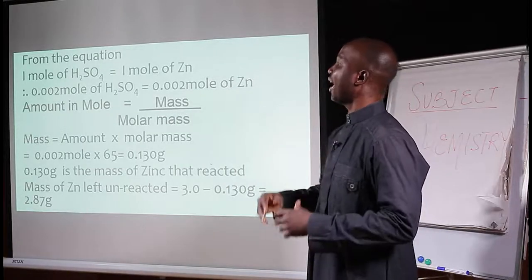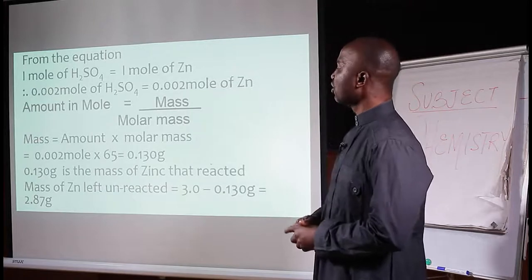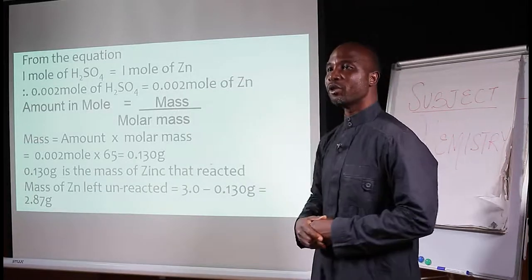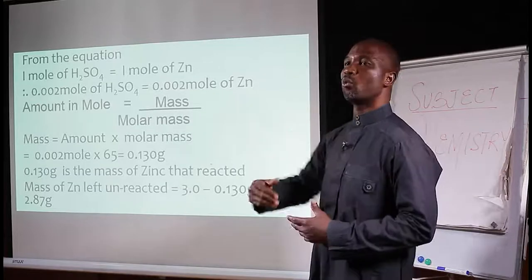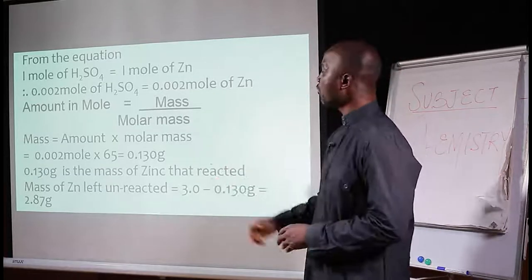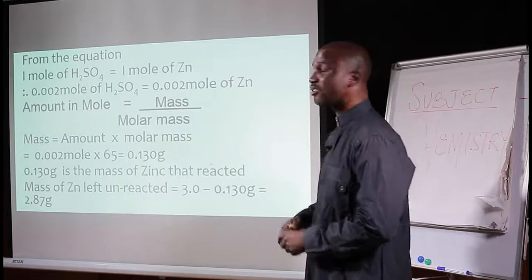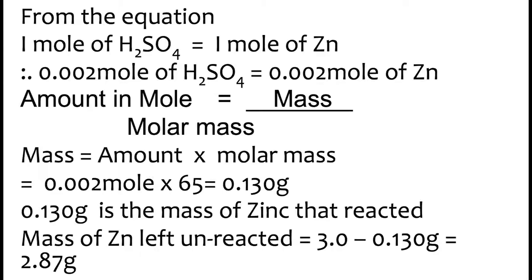Remember, it reacted with excess tetraoxosulfate 6 acid. So the question is, how much of the zinc was left unreacted? Meaning that 3 grams of zinc was given for this reaction. So if we use only 0.130 grams, for us to get the mass of zinc unreacted, we'll use this relationship.